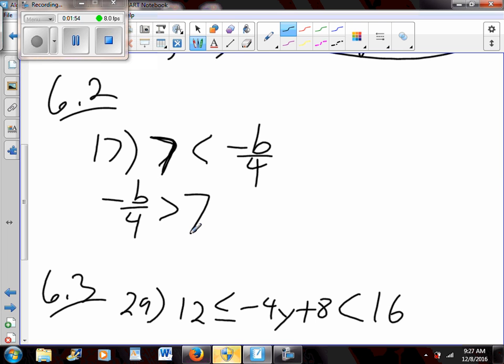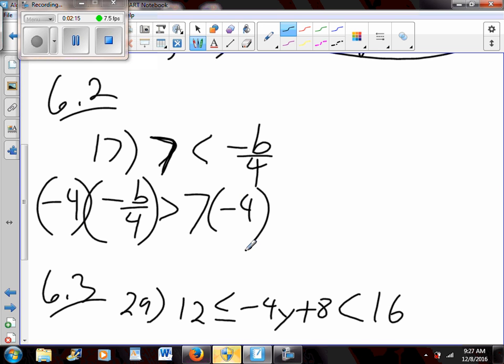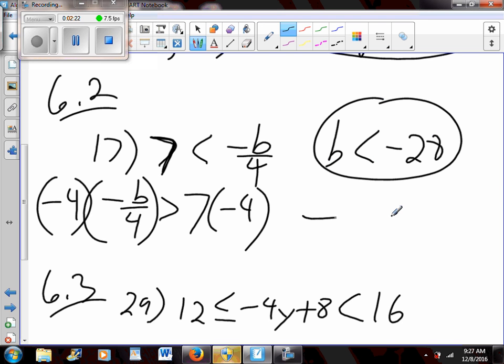Whenever you have a negative associated with a variable, know this: you're going to have to multiply both sides by a negative 1, which is going to turn the inequality symbol around. And we've also got to multiply by 4 to get rid of that 4 in the denominator. If we multiply both sides by a negative 4, taking care of both issues at one time, what we end up with is b, not greater than, but less than negative 28. That's the algebraic answer.